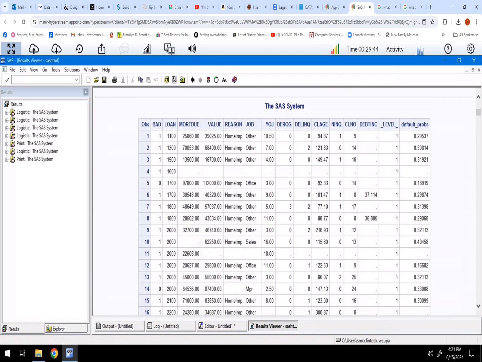So be careful. It reports things like CL age, which I think is the age of their credit limit, or credit line. For the first person it was 94.37, but that 94.37 was not in any way used in our model, and it is not in any way impacting that default probability. That default probability is only being constructed with the variables in our model, and the variables in our model were loan and job and the years on the job, YAJ. Okay?